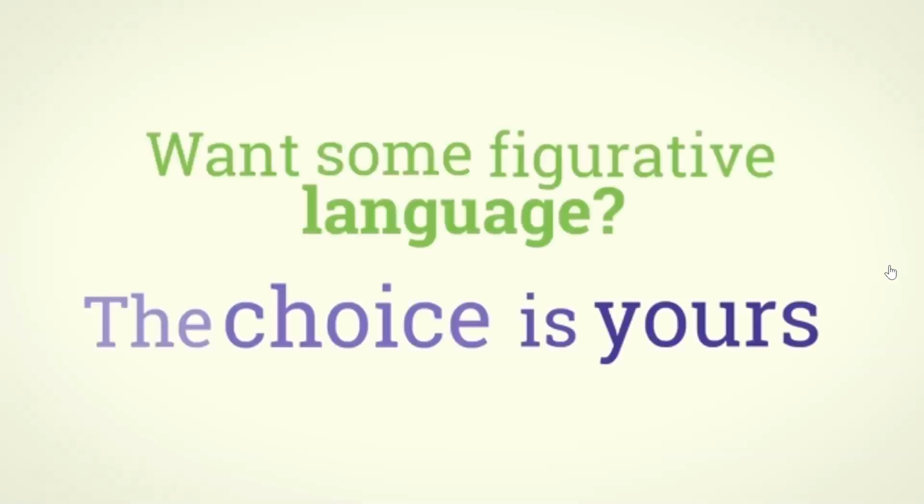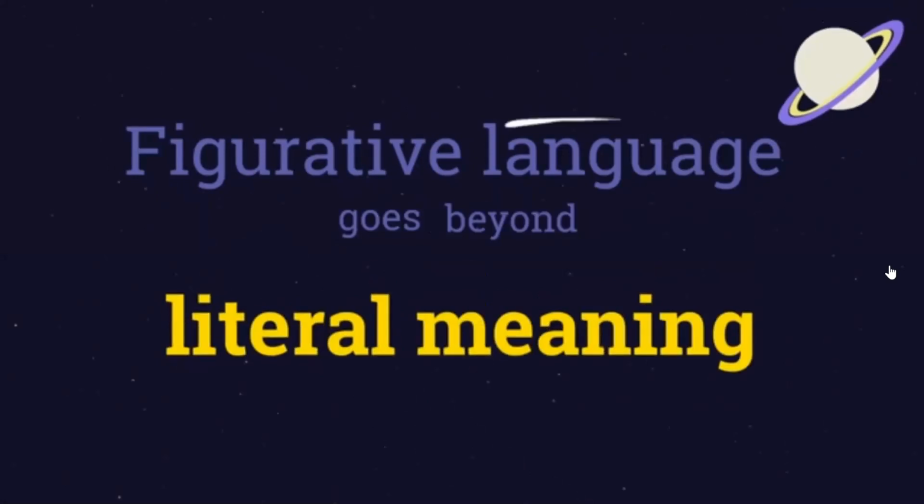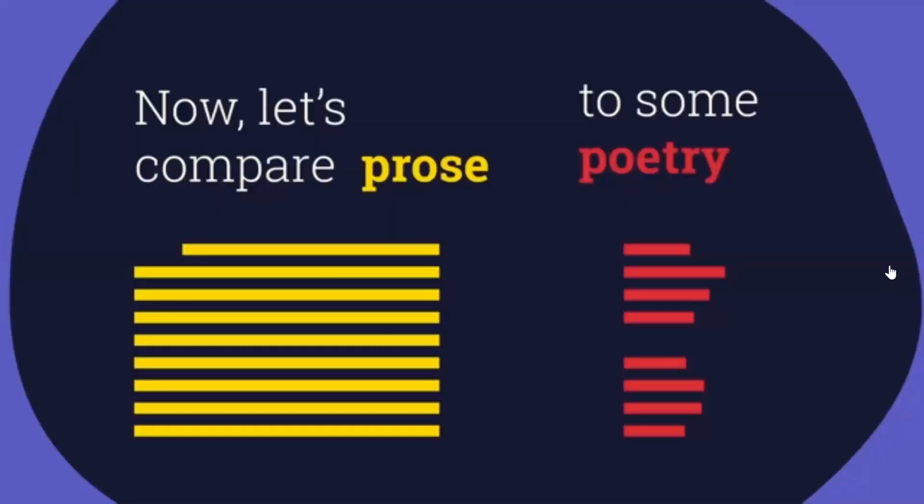Also figurative language, the choice is yours. And like umpires, now you know the score. Figurative language goes beyond literal meaning, uses similes and metaphors and even appeals to the five senses. That's imagery. Now let's compare prose to some poetry.